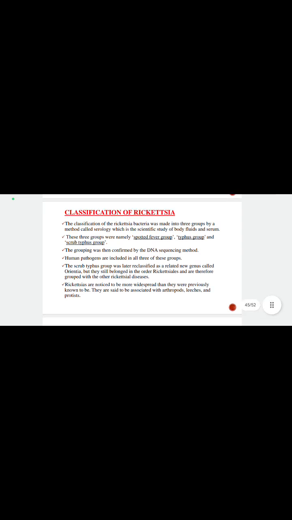The scrub typhus group, the third group, was later reclassified as a related new genus called Orientia, but they still belong to the order Rickettsiales and are therefore grouped with the other rickettsial diseases. Rickettsia are noticed to be more widespread than they were previously known to be. They are said to be associated with arthropods, leeches and protists.